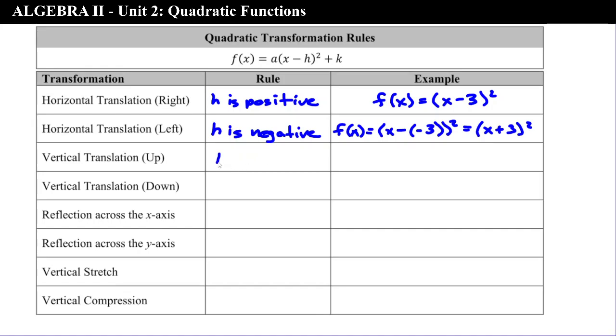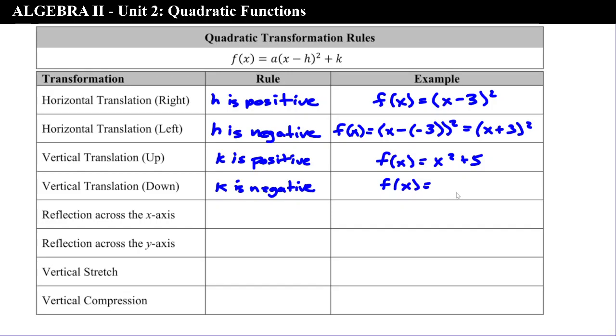Translations up and down are a little more straightforward. If k is positive, then you're going up. If k is negative, then it's translating down. We're moving our vertex in the translations. An example of positive is f of x equals x squared plus 5, and in negative, you have f of x equals x squared minus 5, okay? So this k is on the outside of the x squared portion. Whatever follows the square, that is your k.